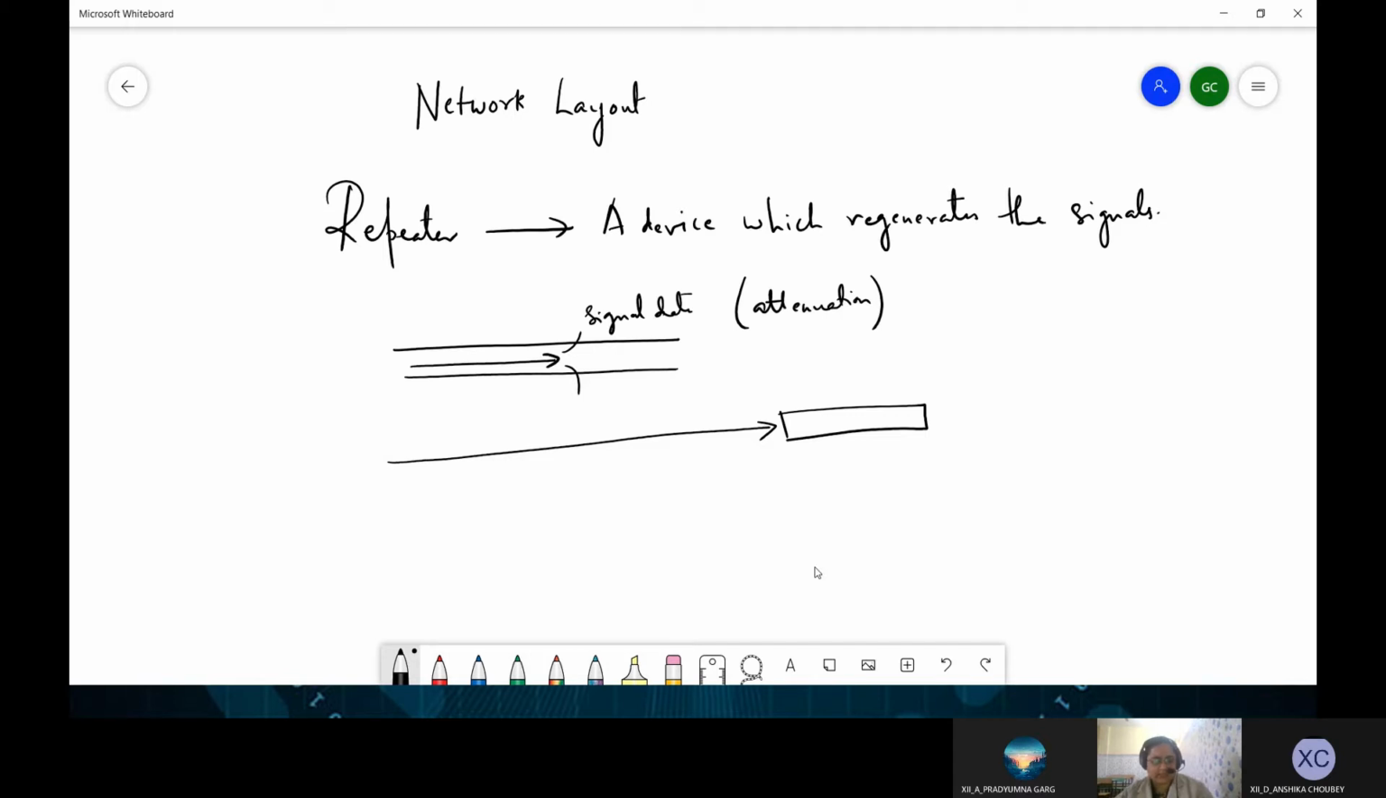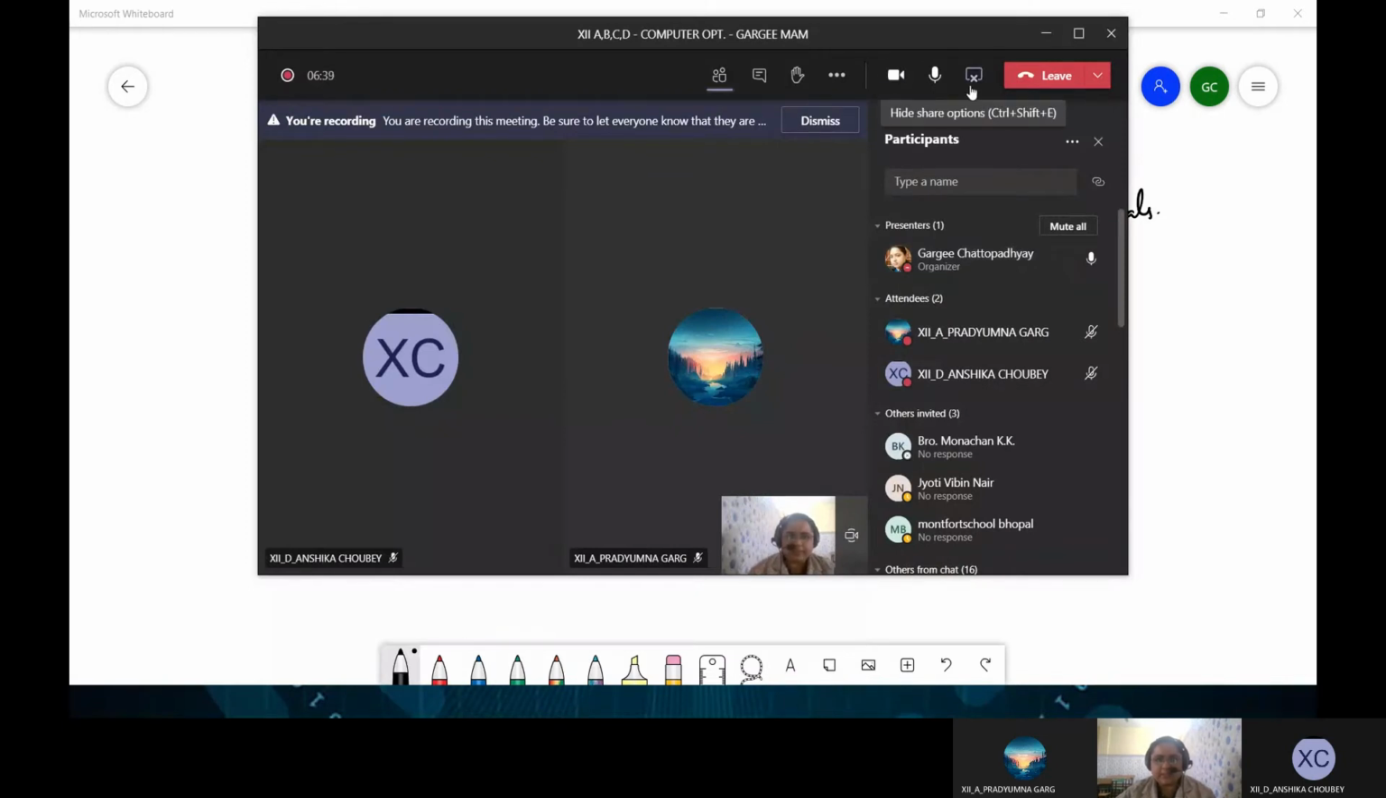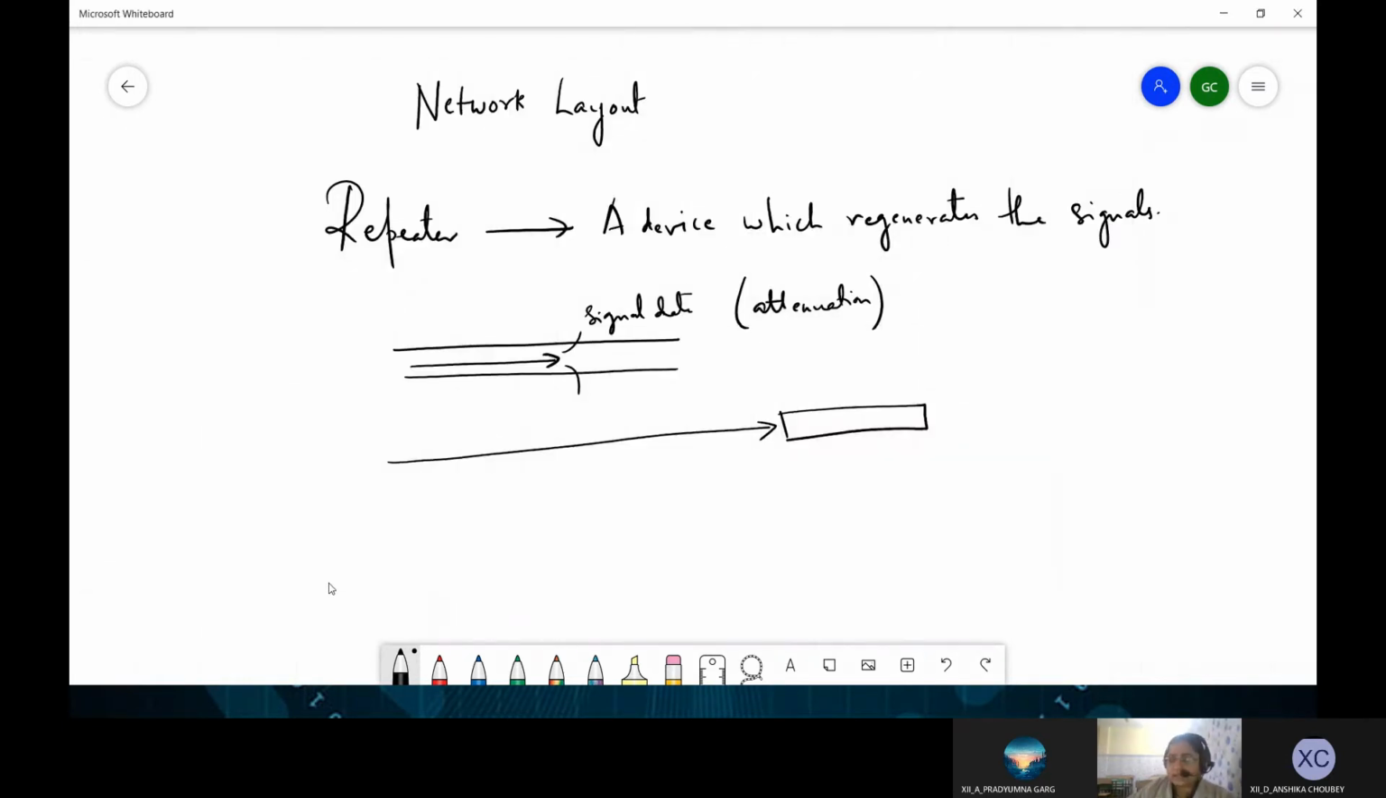Just give me a moment, Anshika. I'll just put my mobile on silent, because I'm constantly getting beep messages. Just give me a moment, okay? Okay, so I'm back. Sorry for the disturbance, I was constantly getting messages on WhatsApp, so I set my phone on silent.